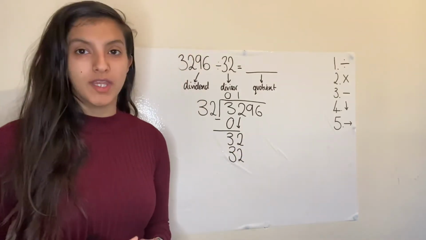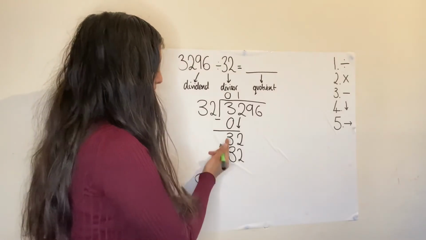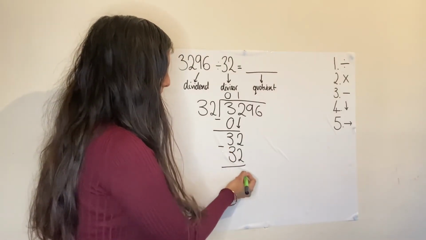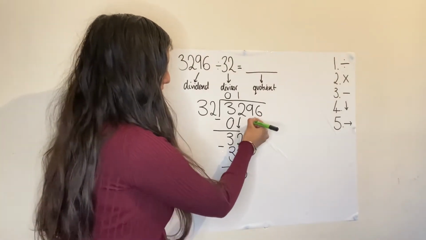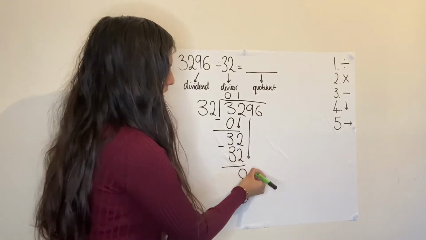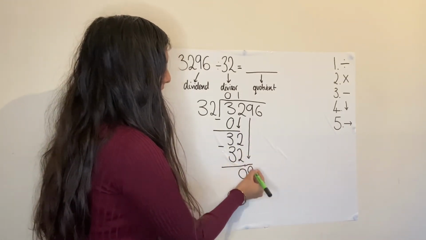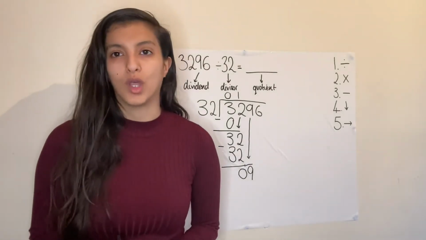Step number 3 is to subtract. So 32 take away 32 equals 0. Step number 4 is to bring the next number down, which is 9. And then step number 5 is to go all over again.